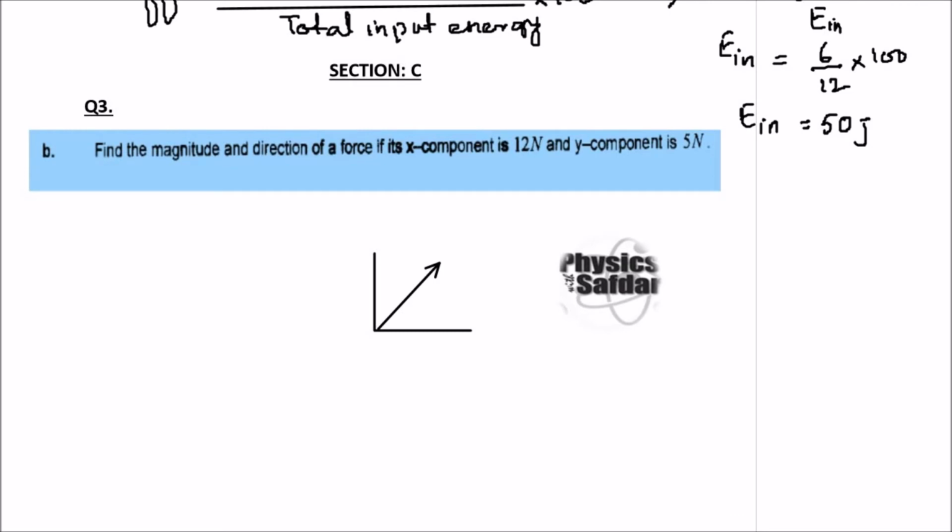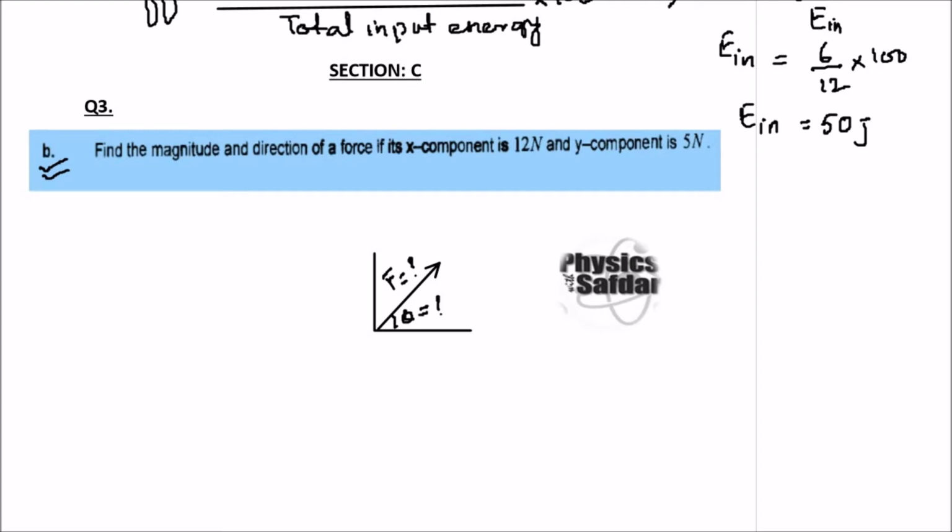This question is taken from section C, question number 3, part B. The question is, find the magnitude and direction of a force if its x component is 12 Newton and y component is 5 Newton. Look at this diagram. Let's suppose this is the force vector and you need to calculate. The direction means angle with the x-axis, so you need to calculate this angle.